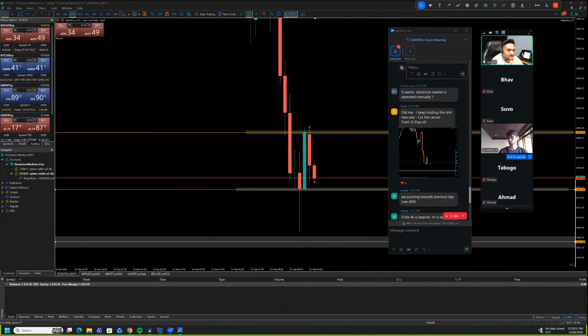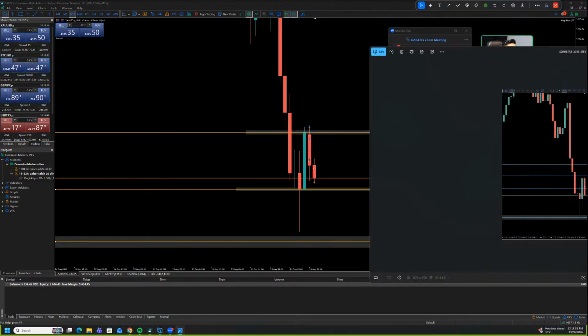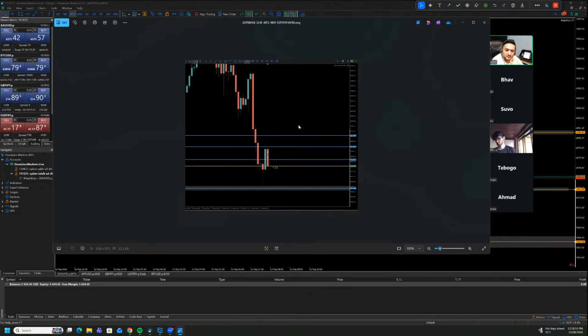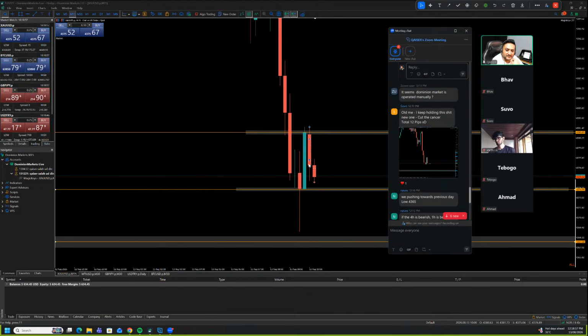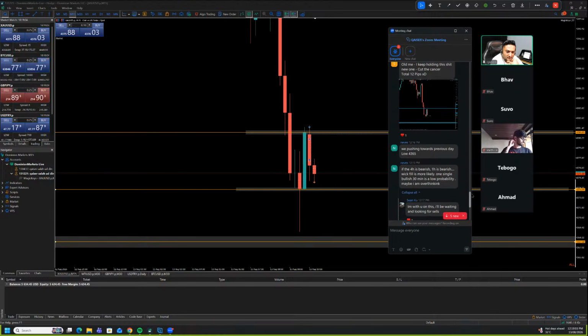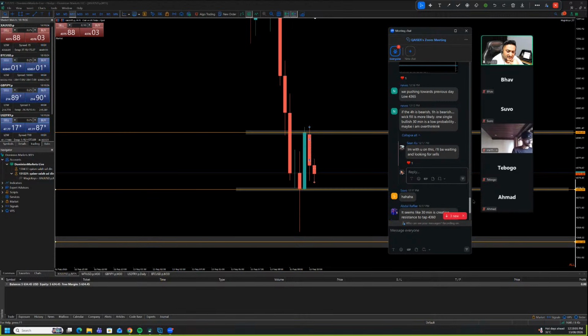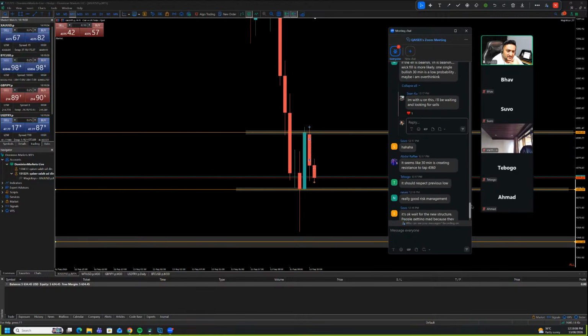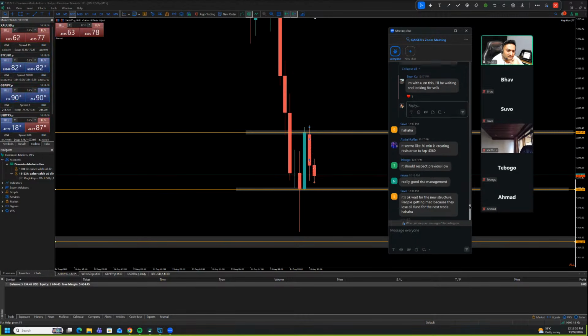Suvo actually managed the risk very well. Very nice, Suvo. As it broke its own low, you closed the trade. But I had three positions, so I closed three times here. So we're pushing towards the previous day low, 43.65. Yeah, it's still in the range right now. This London session has been hilarious for many days.